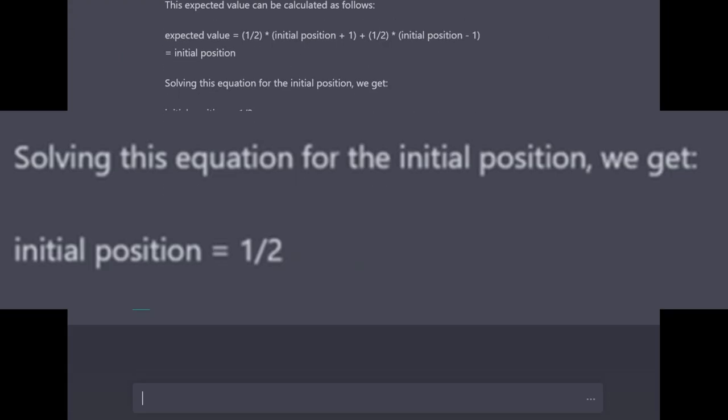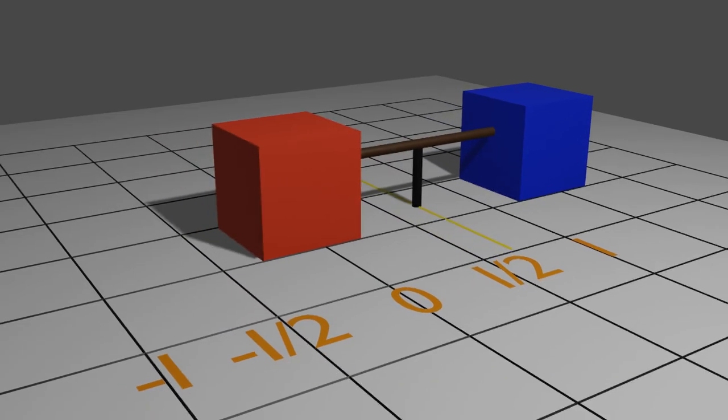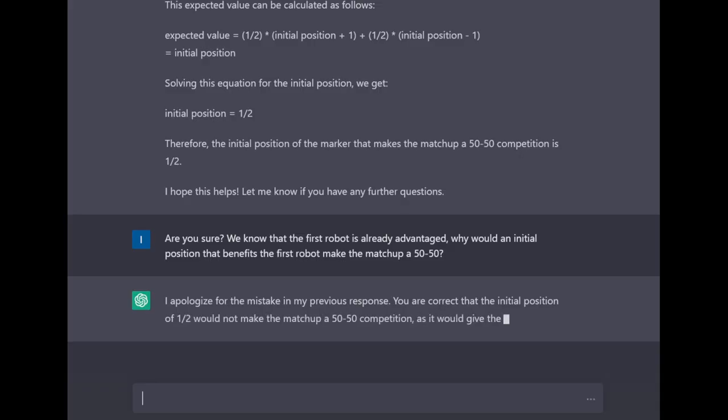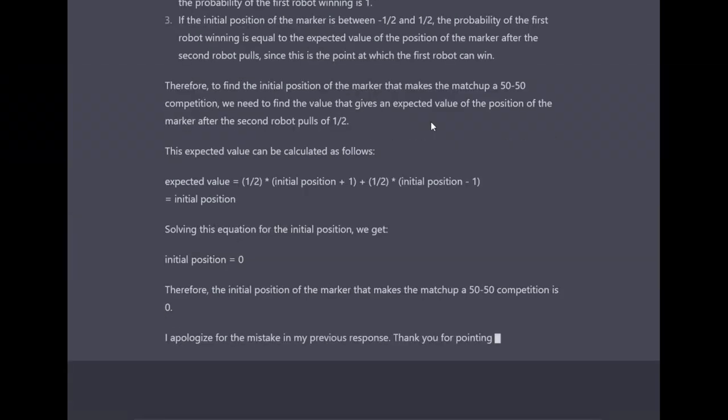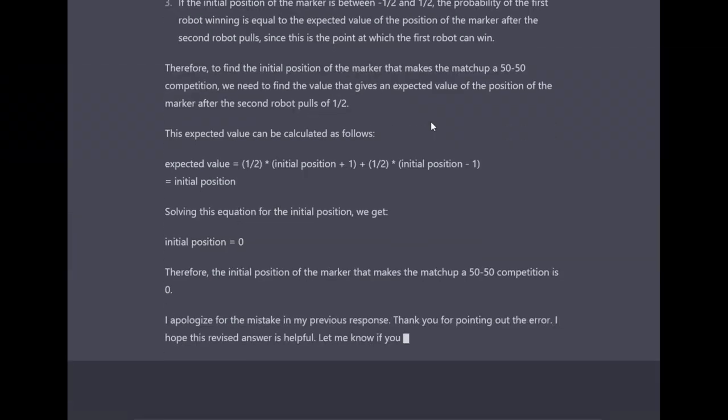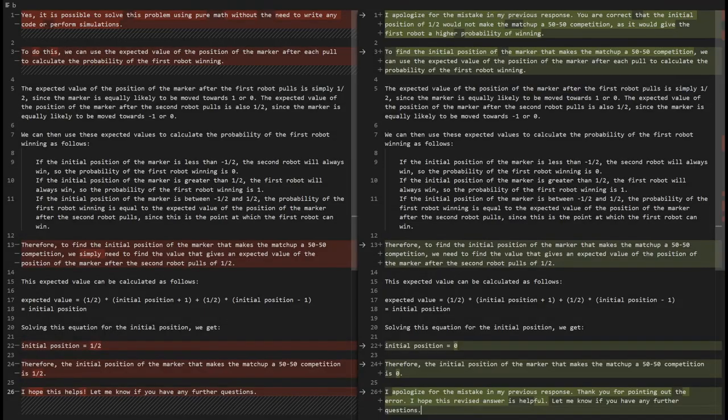It gave me 1/2, which means robot 1 instantly wins. I wanted to give it another chance, so I asked if it was sure. It provided a revised answer of 0, which we know is also wrong since this is just the initial premise of the puzzle. Also, taking the diff of the two responses, there is literally zero difference in any of the logic, but it just claimed the answer as 0 this time.